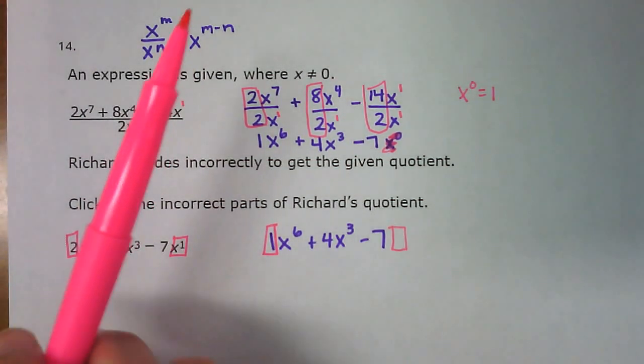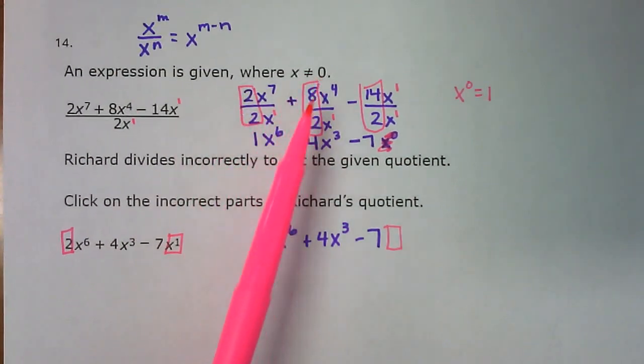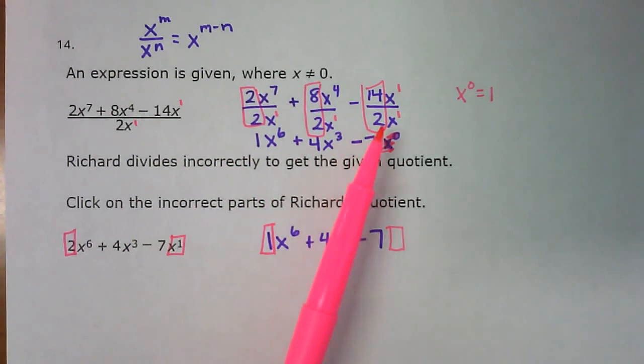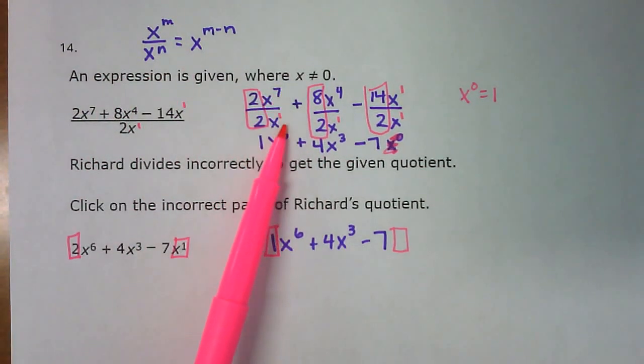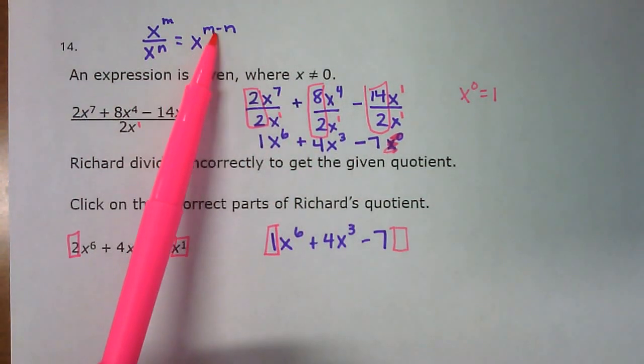Okay, so definitely things to remember. Treat your coefficients just like you do any fraction, and you simplify those. And then your variables that have exponents, you subtract your exponents.